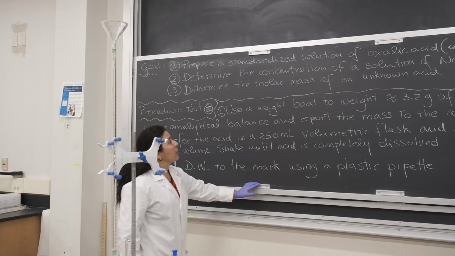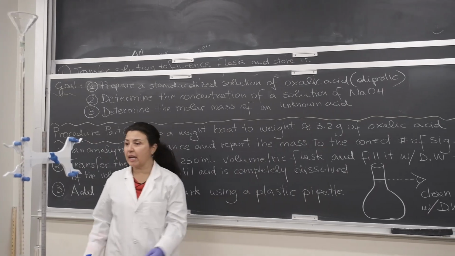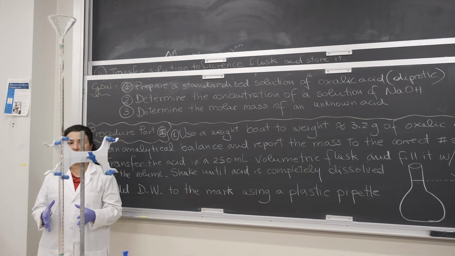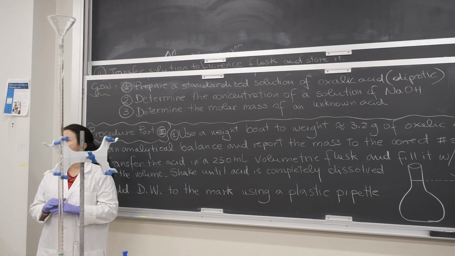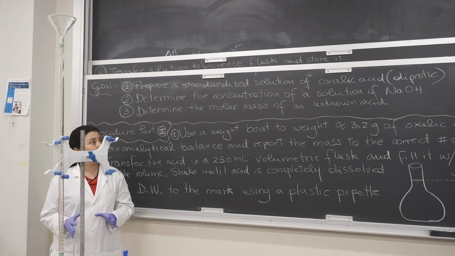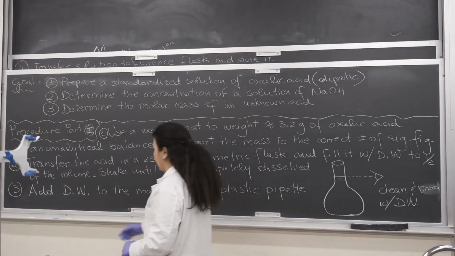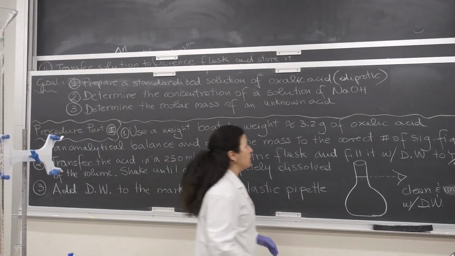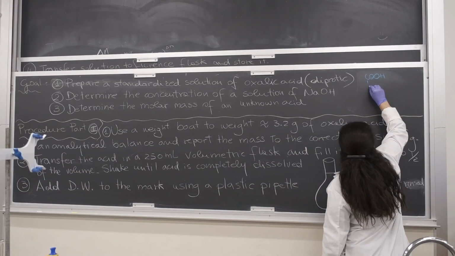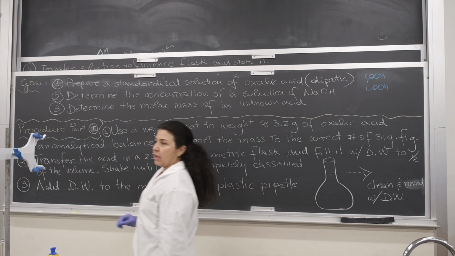The first thing that we are going to prepare is a standardized solution of oxalic acid. Standardized means that we are making the oxalic acid solution from scratch, and we know exactly what the concentration of the oxalic solution is. Oxalic acid is a diprotic acid that has, as we very well know, this formula. Okay? It was in the quiz.